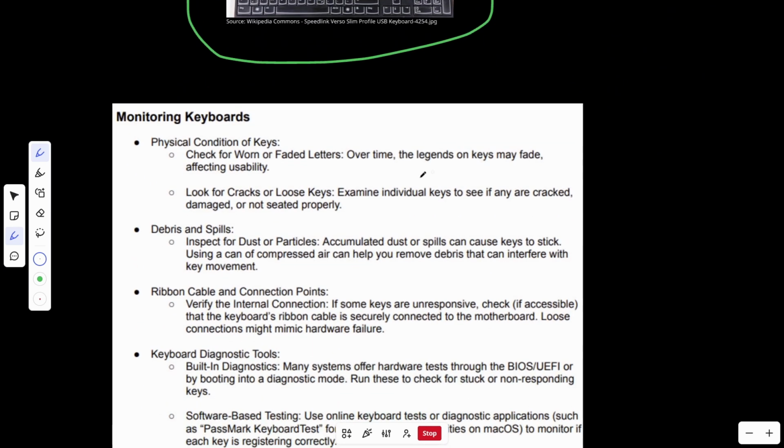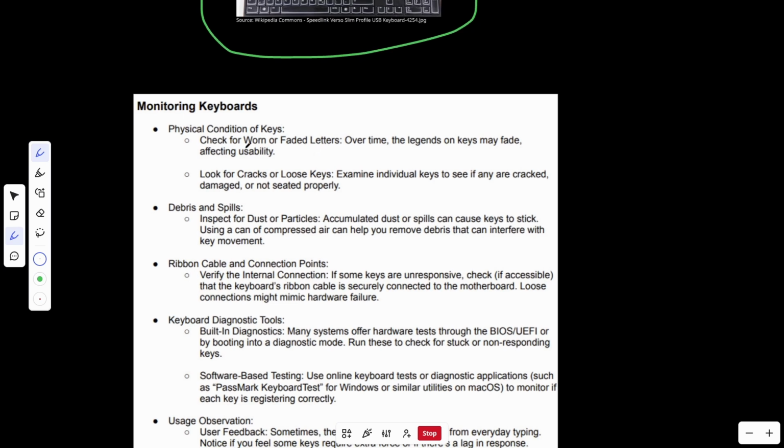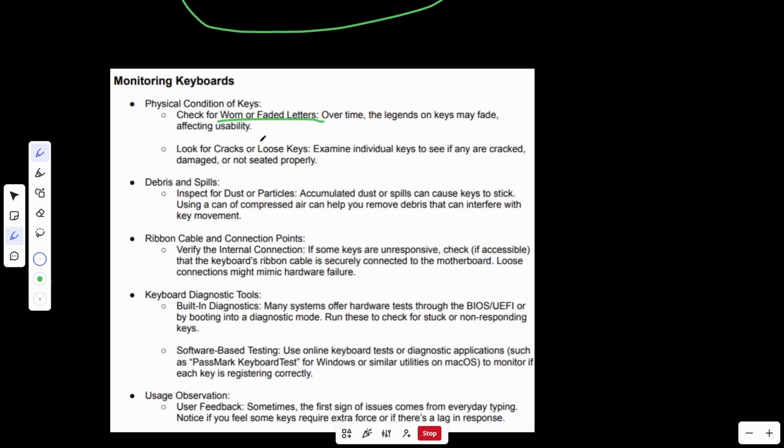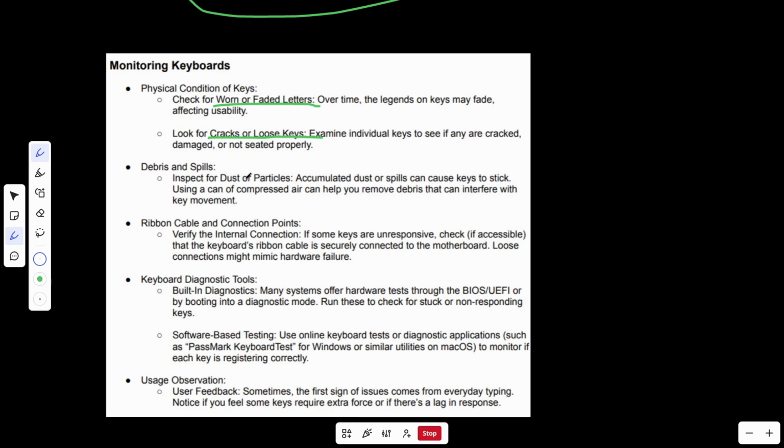Now, monitoring keyboards, a lot of common sense here as well, guys. Look at the physical condition of keys, check for worn or faded letters, look for cracks or loose keys, make sure you don't have any dust or particles. I am definitely guilty of eating over my keyboard sometimes and the keys get stuck. Just look out for that. You may want to check that the ribbon cable and connection points are actually connected correctly, right? Verify the internal connections, make sure they're all connected.